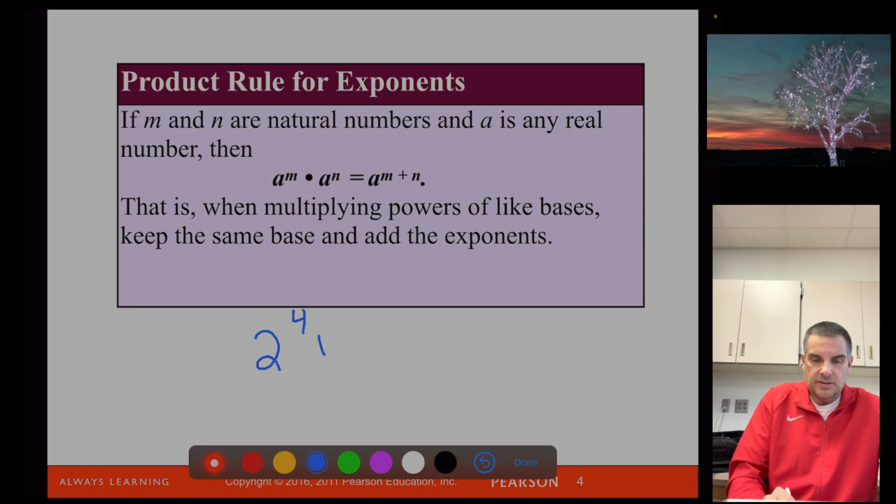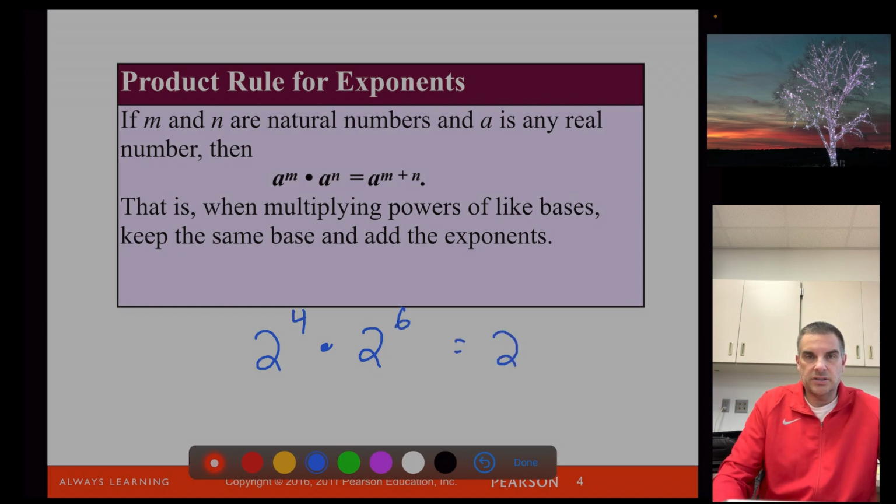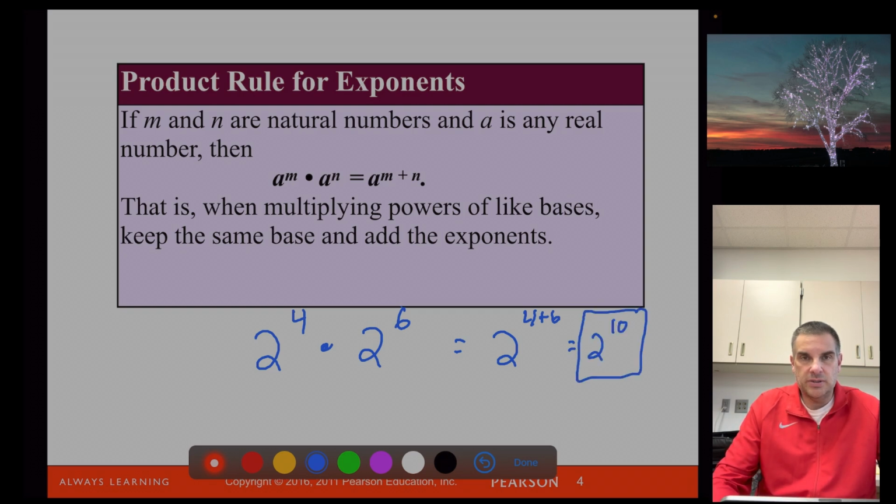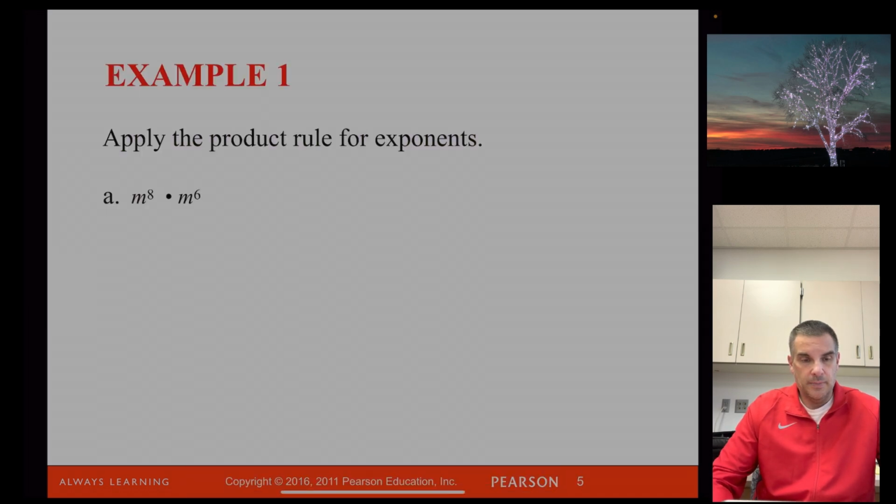times 2 to the 6th. Your base is going to remain the same as 2. Don't change the base. And then you're going to add your exponents. So 6 plus 4 is 10. So 2 to the 4th times 2 to the 6th is the same thing as 2 to the 10th power. When you multiply with like bases, you add the exponents. And that's how these are always going to be done today.